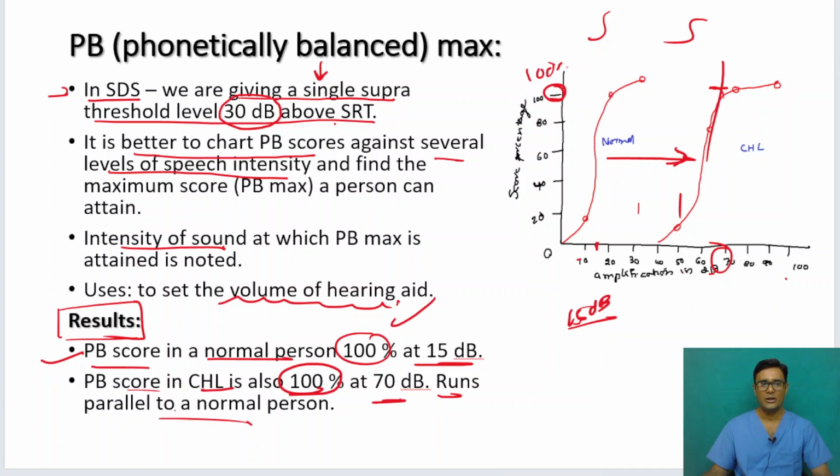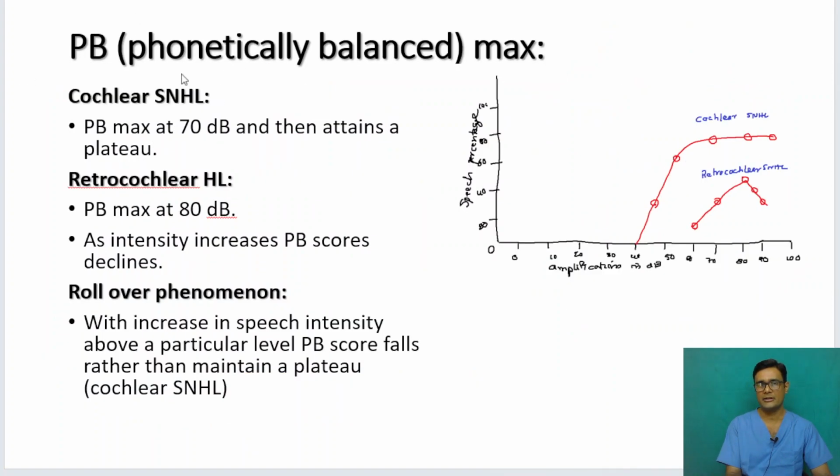Now coming to cochlear and retrocochlear hearing loss. What happens in cochlear sensorineural hearing loss? You get a PB max at 70 decibels and then it attains a plateau. So here, let us see. You are getting the PB max at 70 decibels; that is, he is getting the maximum number of words that he can repeat correctly at 70 decibels.